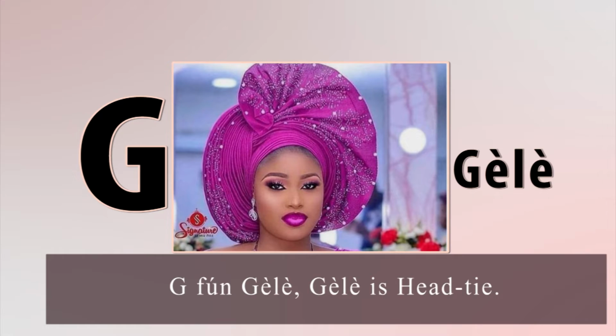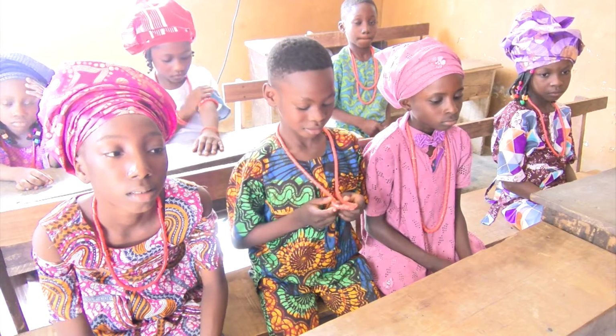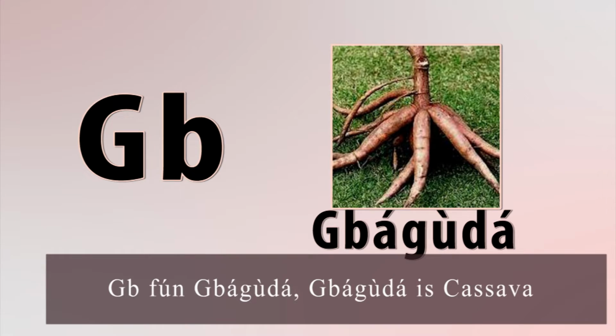Gi fun gele. Gele is known as the head tie. Gbi fun gbaguda. Gbaguda is called the cassava.